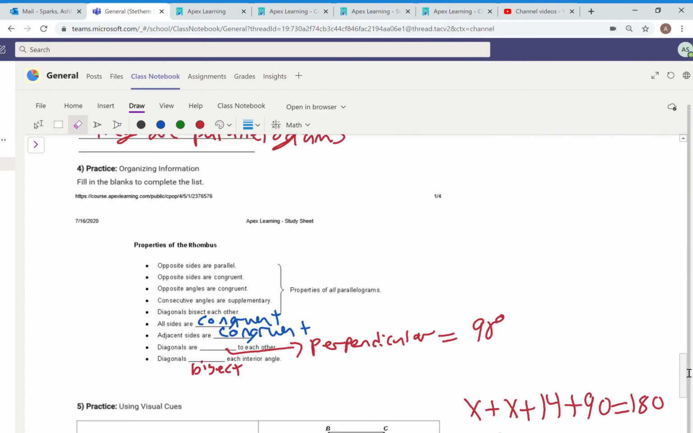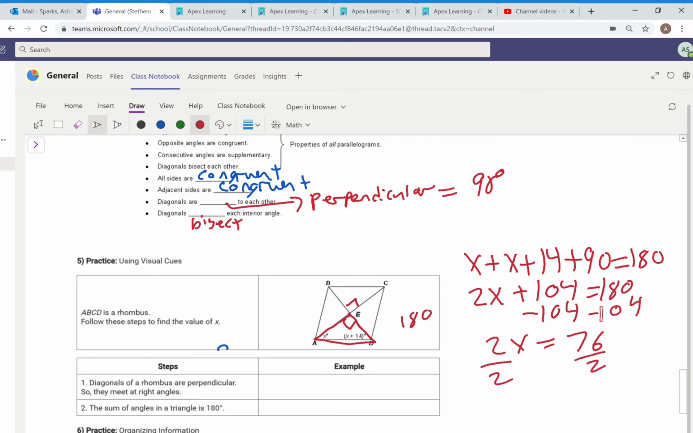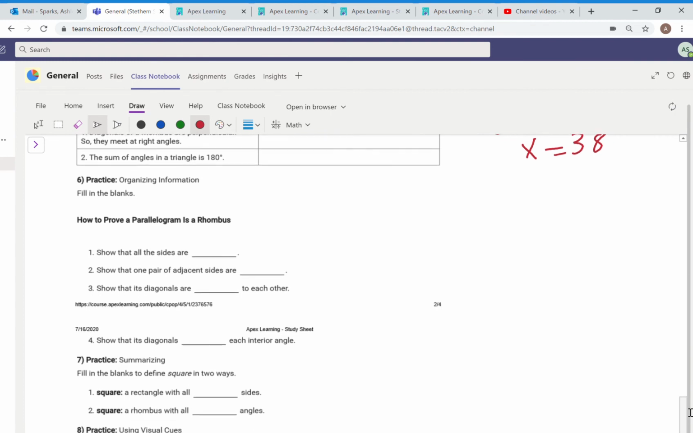Okay, I made it further down than I thought. Plus 104 equal to 180. Subtract. And I get 2x equal to 76. And finally, I would divide by 2, which would give me 38, I believe. Okay? So I can play around with some of these rules.